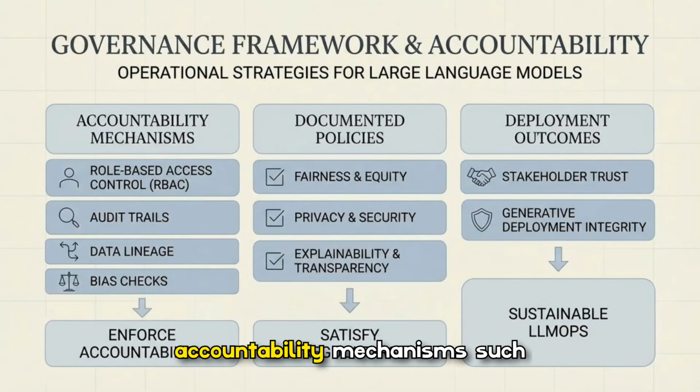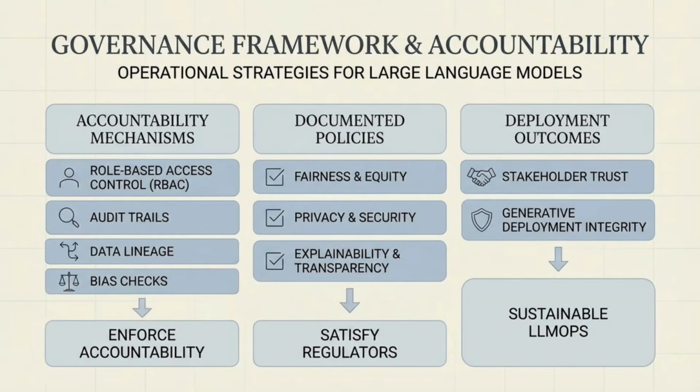Governance combines accountability mechanisms such as role-based access control, audit trails, data lineage, and bias checks with documented policies around fairness, privacy, and explainability. Together, these controls enforce accountability, satisfy regulators, and build stakeholder trust, forming the foundation for sustainable, responsible LLM operations.